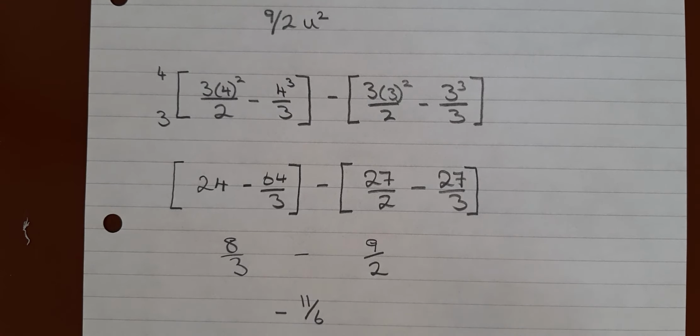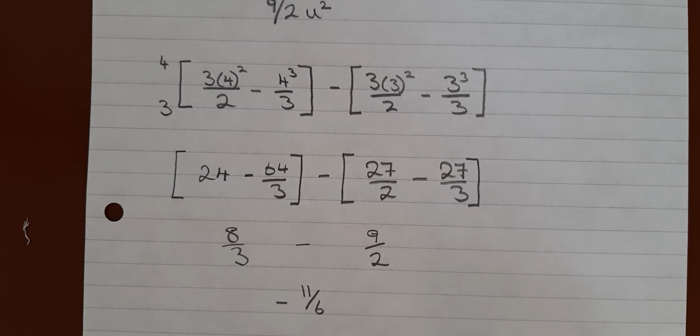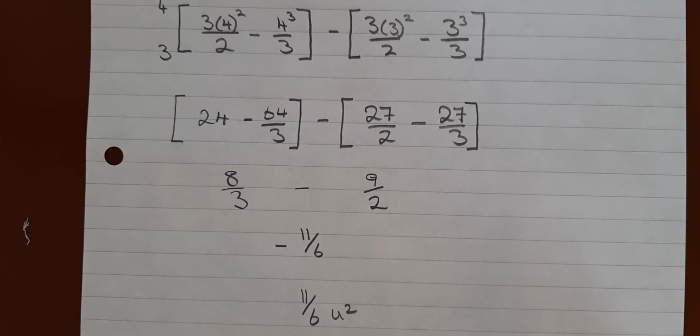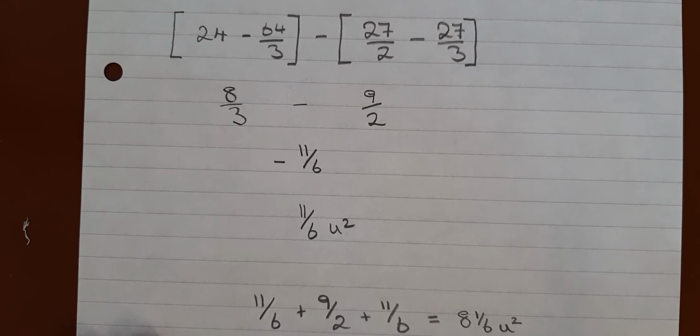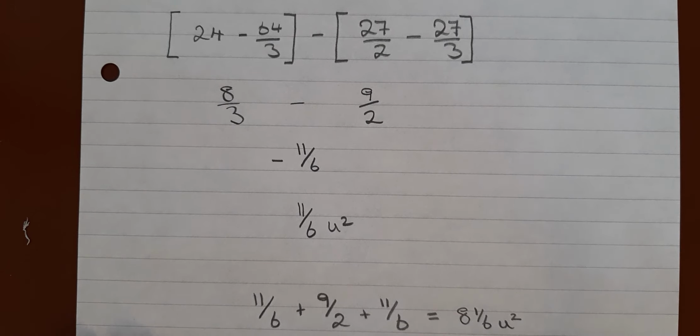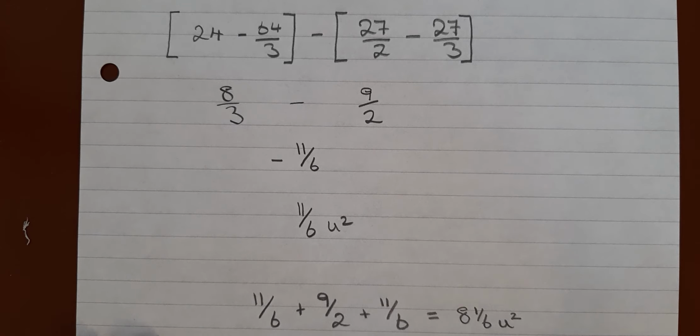So that gives us the area of the third section between 4 and 3 to be equal to 11 over 6 units squared. Adding up our three sections, we have 11 over 6 plus 9 over 2 plus 11 over 6, and this is equal to 8 1/6 units squared.